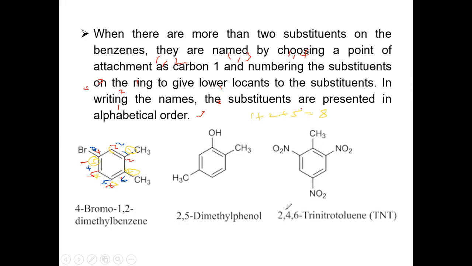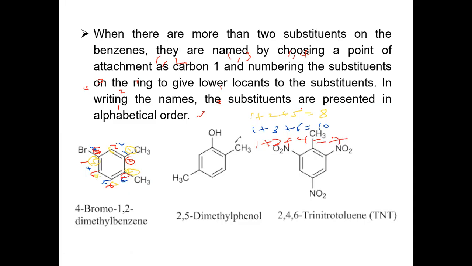Good. Now in the blue instance, the substituents will be on 1, 3, and 6. So 1 plus 3 plus 6 will be 10. Now in the last instance, that's the red, I'll have 1 plus 2 plus 4, and that will be 7. Now, per the rule, we are supposed to give the least numbers. It means I have to choose the first scenario.